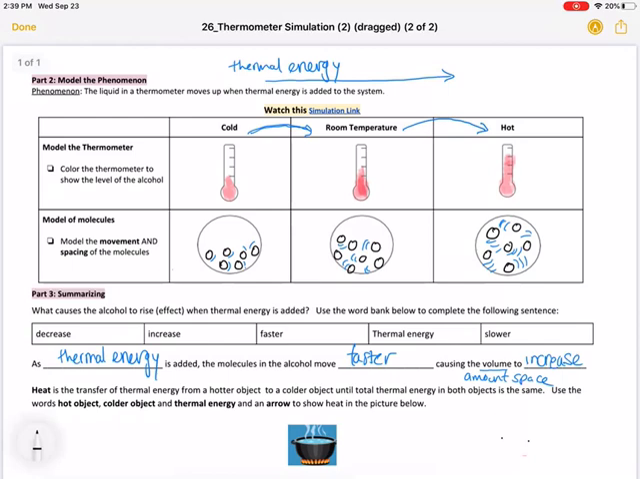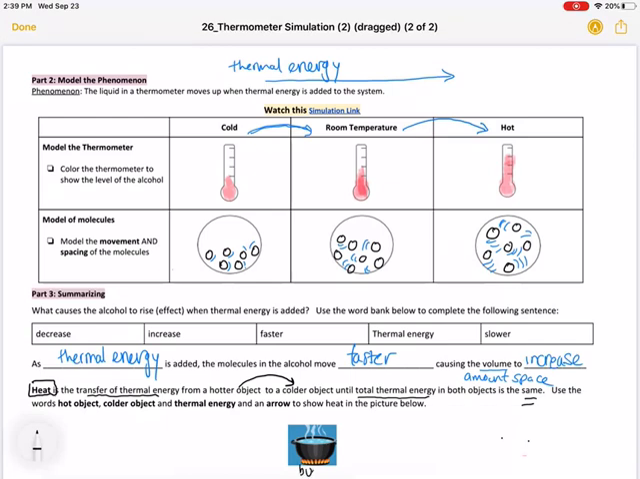Okay, and then the last piece here is we just have to make sense of what's going on down here using some new vocabulary. So heat is a transfer of thermal energy from a hotter object to a colder object. Lots of information here. It's the transfer of thermal energy from hotter to colder, until the total thermal energy in both objects is the same. Same is like equal. I'm just doing this to kind of make sense of stuff. Use the words hot object, colder object, and thermal energy in an arrow to show the heat in the picture.